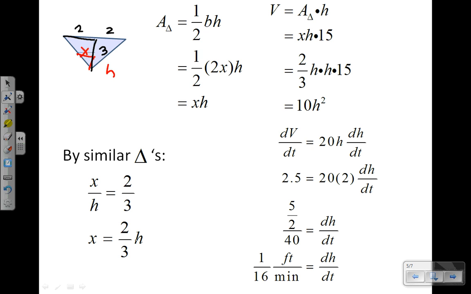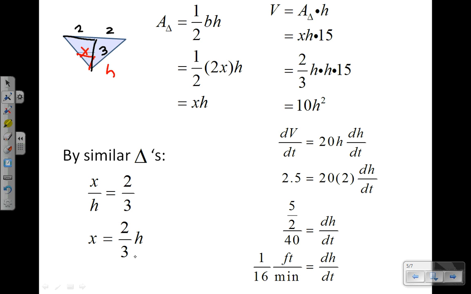So I got x by itself, and I have a relationship between x and h. If I were to take the derivative of this equation with respect to time, I'd get dx/dt equal to 2/3 of dh/dt. And that is a valid equation that we could use if we felt like doing it that way.